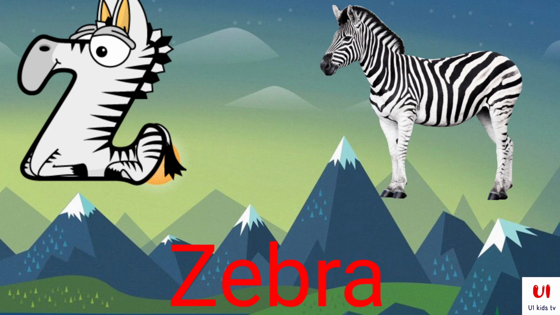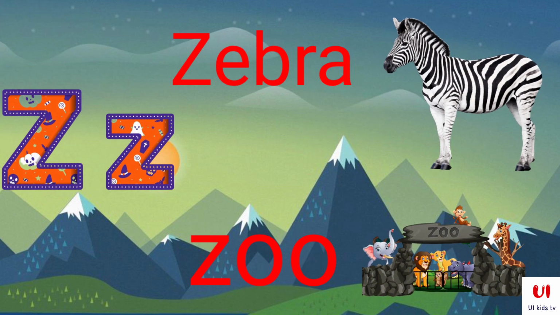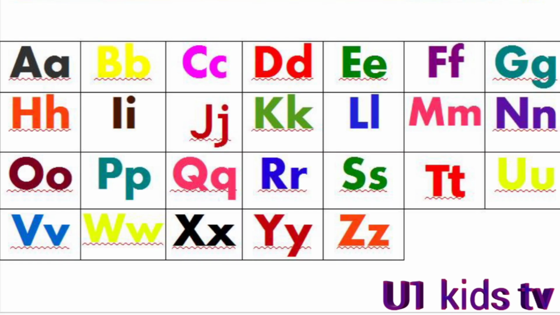Z for zebra. Z for zoo. Zebra or zoo. Big ABC and small ABC.